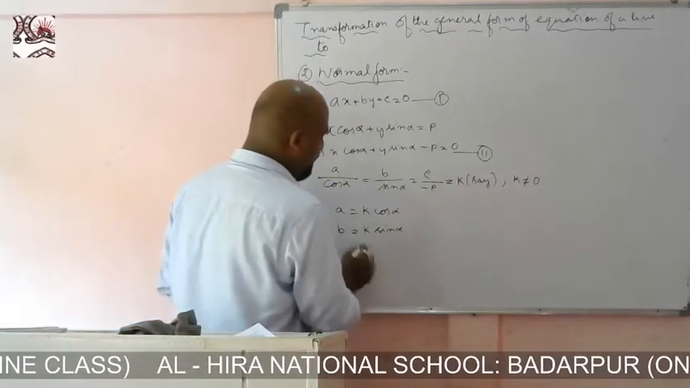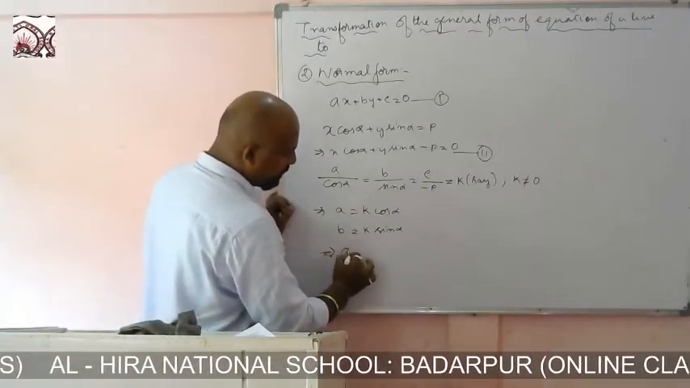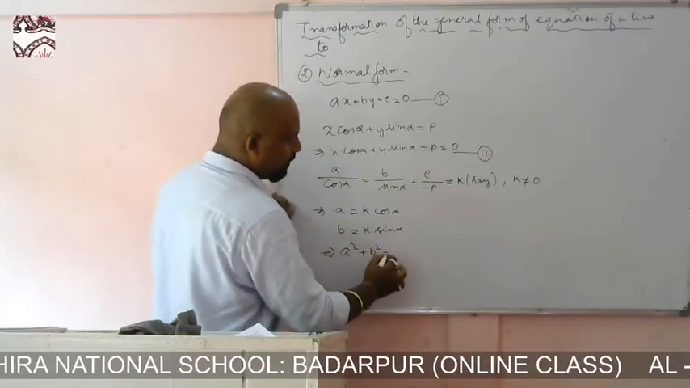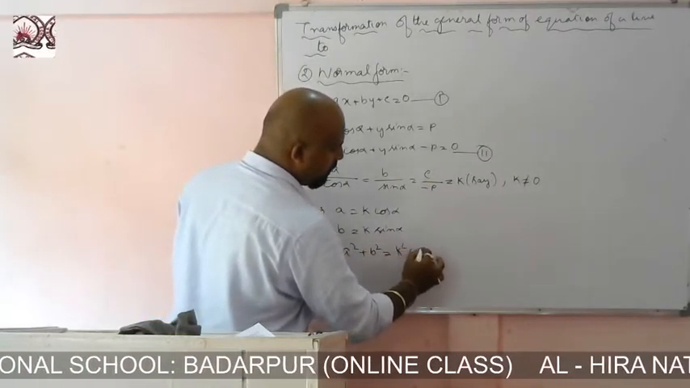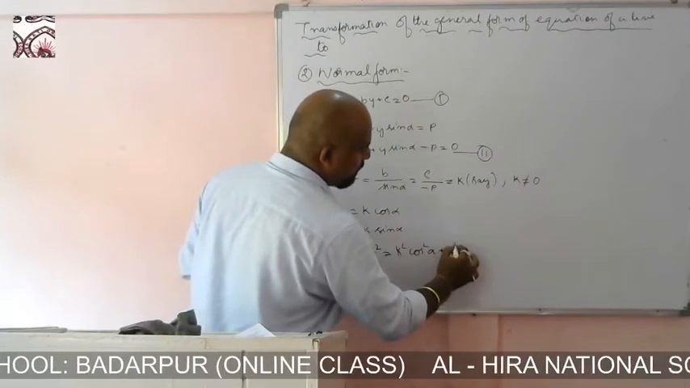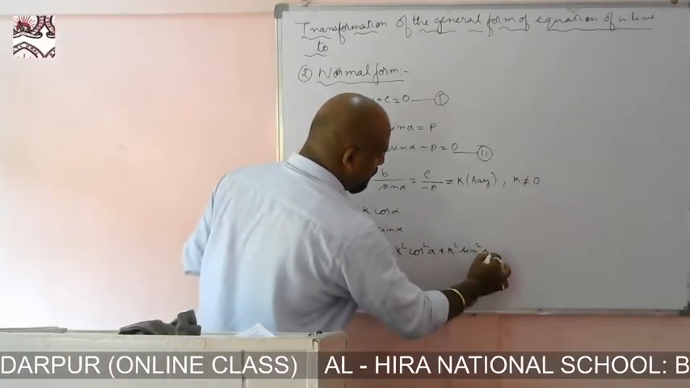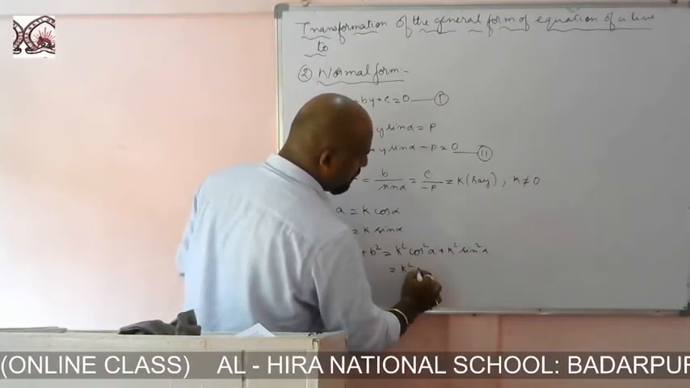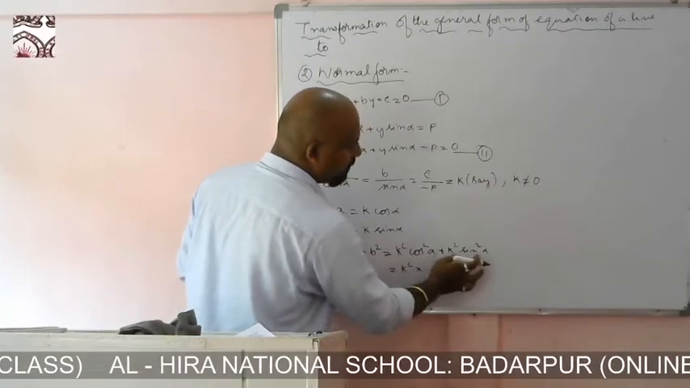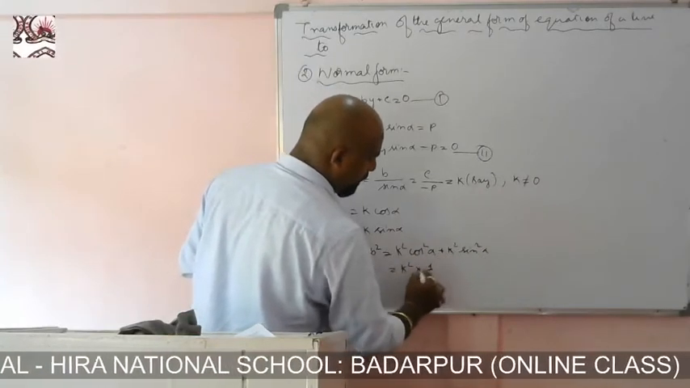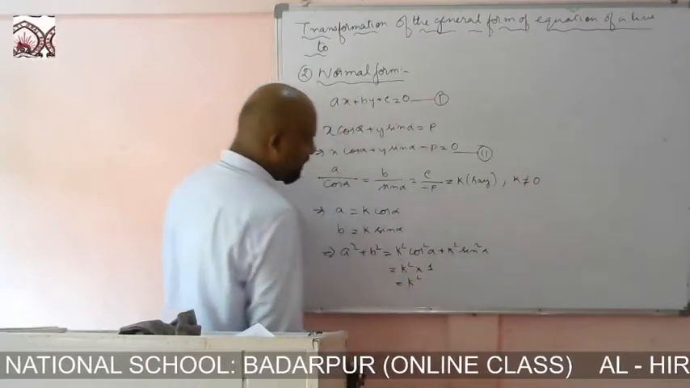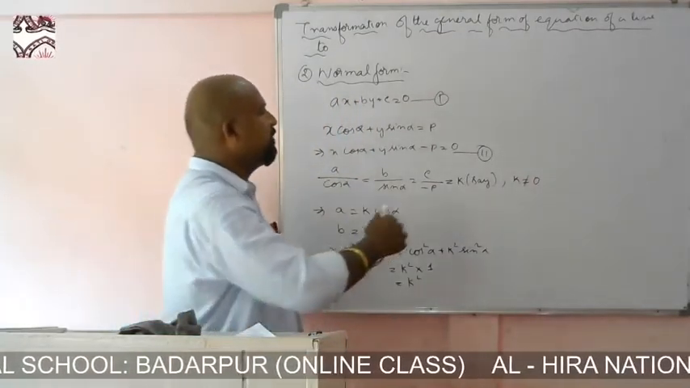Now a square plus b square equal to k square into cos square alpha plus k square into sin square alpha. Taking k square common, we get cos square alpha plus sin square alpha equal to 1, so equal to k square. So what is the value of k we are getting here?